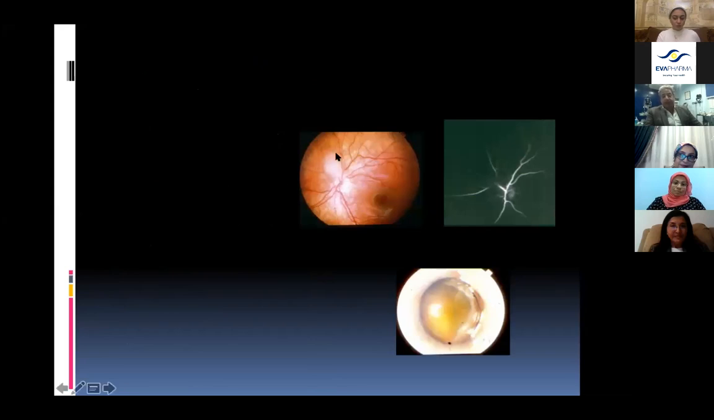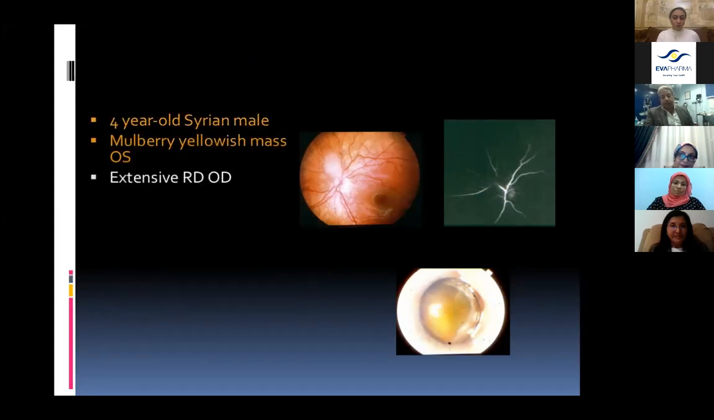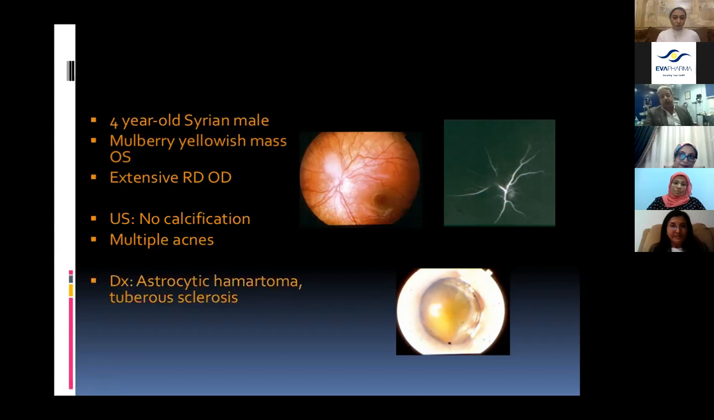If we see a mass in the retina and the mass is not seen by fluorescein angiography, as if it doesn't really exist, the dye passes directly through the vessels. Like in this 4-year-old Syrian boy, where the left eye had this mass and the right eye had extensive retinal detachment showing no calcification. He presented also with multiple acnes. Think of astrocytic hamartomas of tuberous sclerosis. It's a retinal mass that does not have dilated vessels going into it, and on fluorescein angiography, the mass is as if it does not exist.